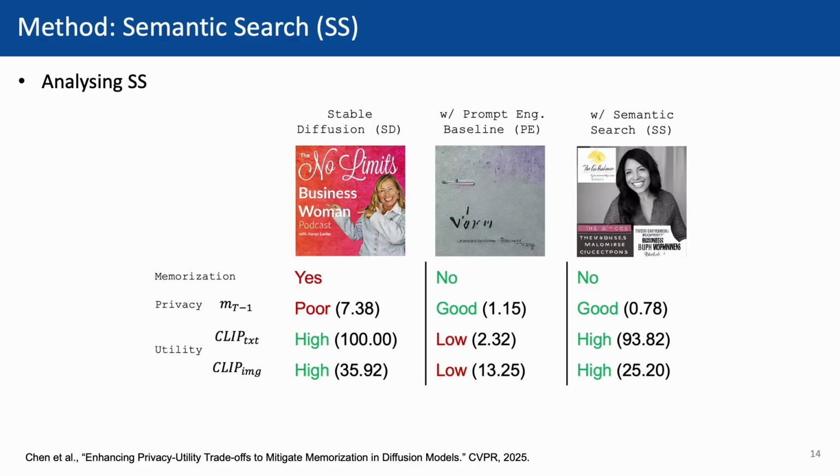In contrast, our SS strategy reduces the magnitude even further, down to 0.78, and still effectively prevents memorization. But more importantly, it preserves the user's intent. By exploring the linguistic space, it discovers the alternative prompt, the Empowered Businesswoman's Podcast, which is a version that is both privacy-preserving and semantically aligned.